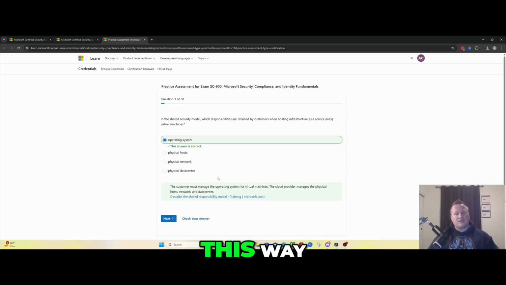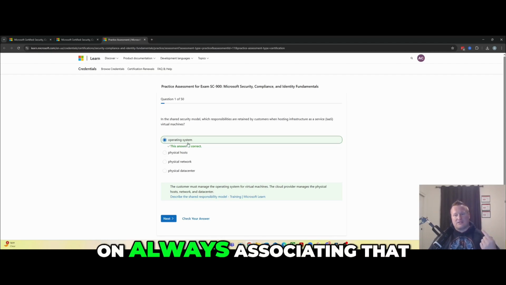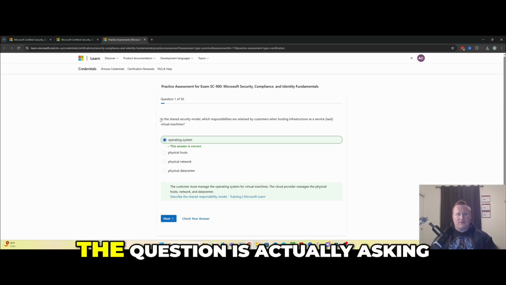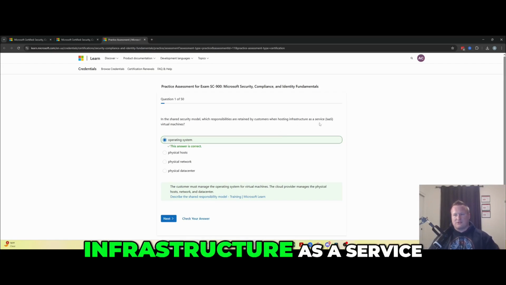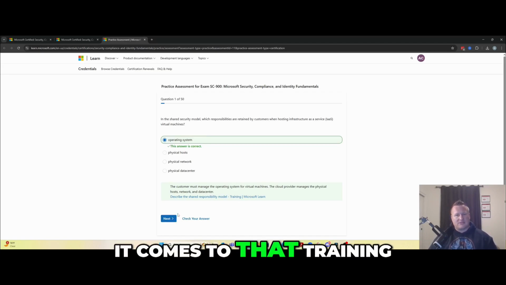I personally like doing it this way. One, because if I get it incorrect, I don't want to build a bad habit of always associating that first choice or guess I put with what the question is actually asking. So I like to see right off the bat, hey, is it operating systems when it comes to what customers hosting infrastructure as a service are responsible for? And it helps me out a lot when it comes to that training.